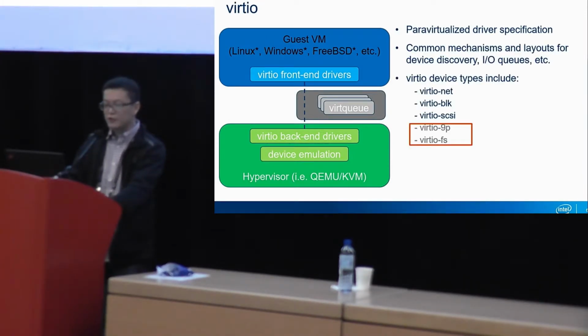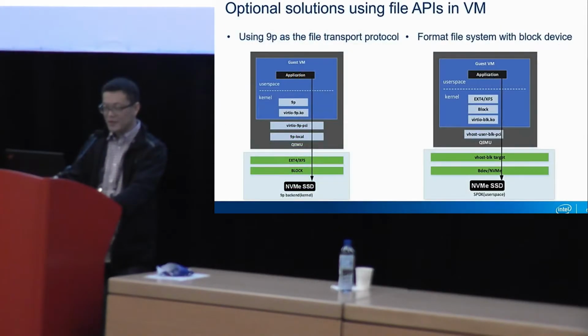Currently there are two protocols for a file system shared from the host. The first one is 9P and the other one is Virtio-fs. I will skip this part because it is very common. These are the existing optional solutions using file APIs in a VM. The right part is the block device.